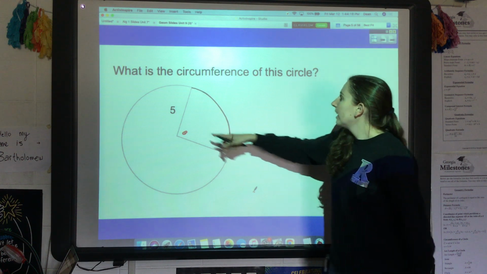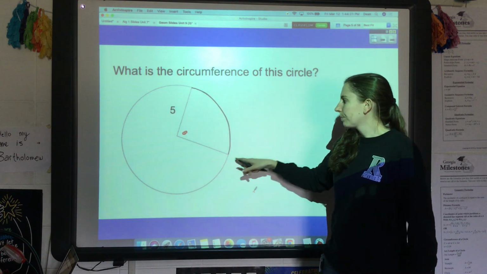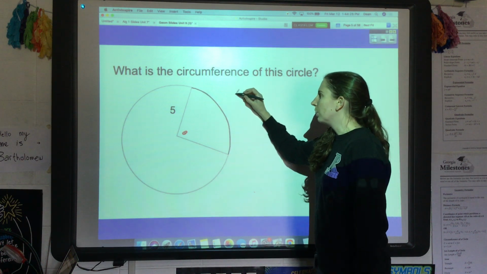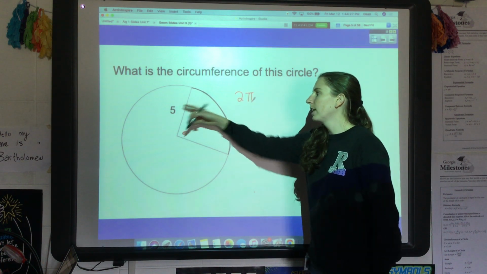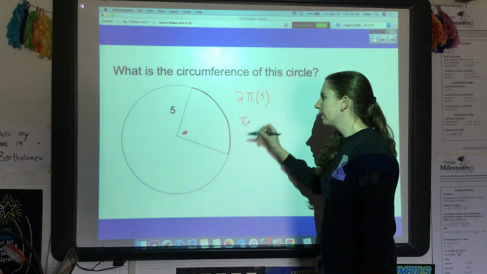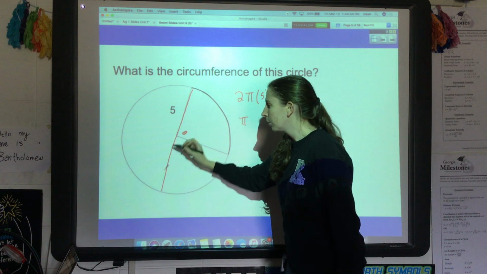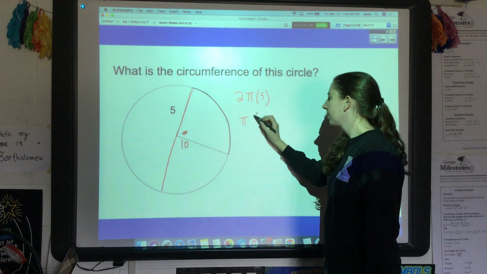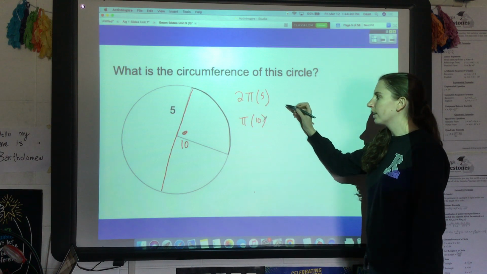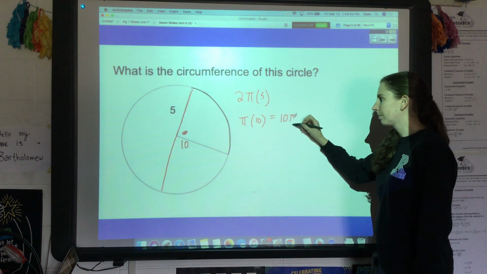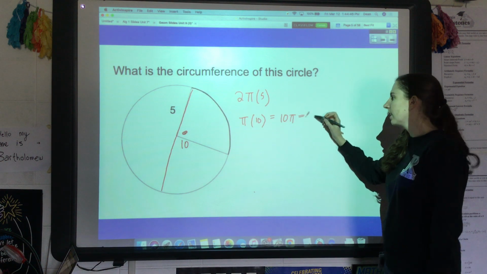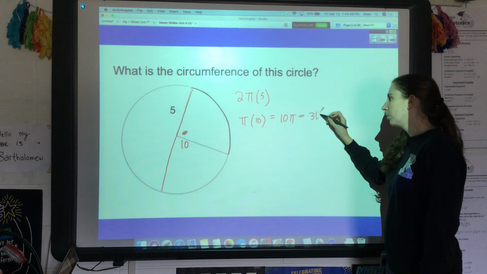So anyway, what is the circumference of this circle? If I want to know all the way around the circle, you just do 2 pi times the radius, 5. Or you could do just pi times the diameter, which would be 10. Either way, you get 10 pi. So the circumference here is 10 pi. If you want to put that in your calculator and get a decimal, it'd be about 31.4.